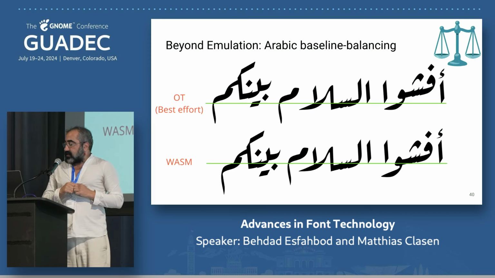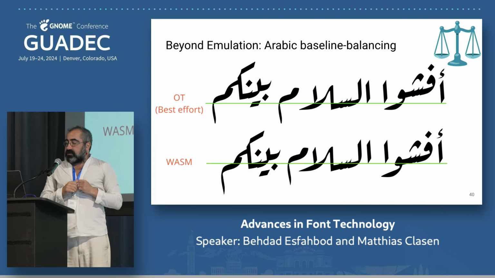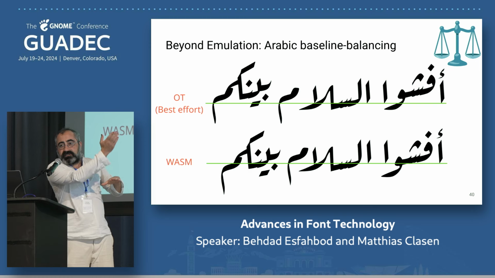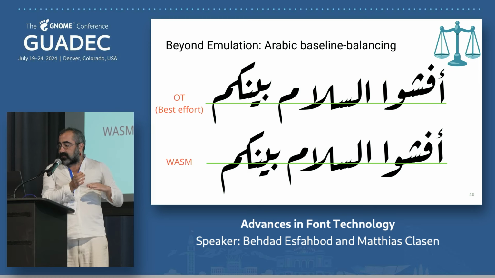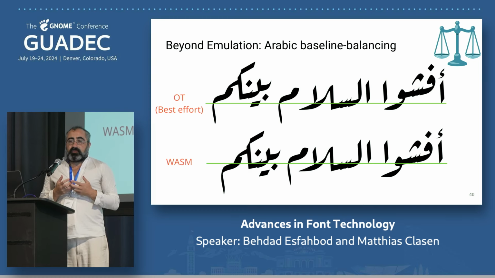Here we have another example of Arabic, a different style. The upper row, the top row, shows the OpenType solution where the left part of every cluster sits on the baseline and everything shifts upwards as you go right. However, it's more desirable that the center of the cluster sits on the baseline and things form around it. And this is almost impossible to do with OpenType currently, whereas with WebAssembly, it's just 10 lines of code.